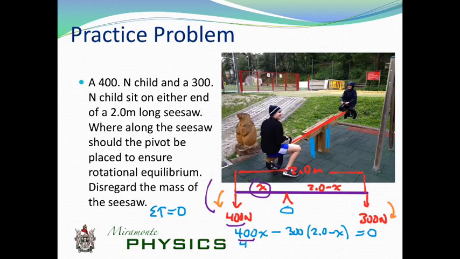And let's complete the math, and we get 400x minus 300x, and I just took the minus 300 times 2 and moved it over, and I solved for x, and I got x is 0.86 meters. And so it's 0.86 meters from the one person and 1.14 meters from the other person. So there you go.